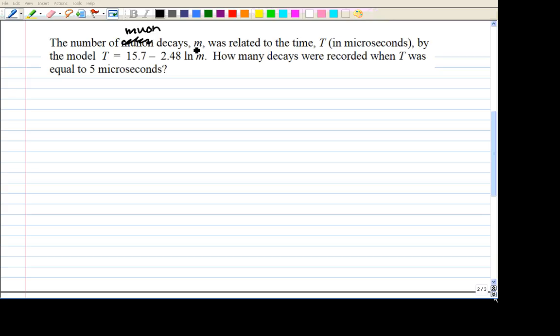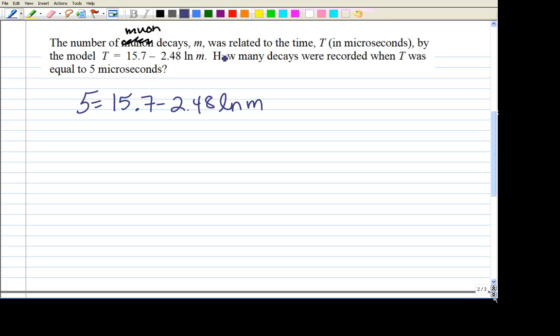The number of muon decays m was related to the time t in microseconds by the model t equals 15.7 minus 2.48 ln of m. How many decays were recorded when t was equal to 5 microseconds? So it gives us that t is 5. Just plugging that in. And it looks like we're solving for m, the number of muon decays.